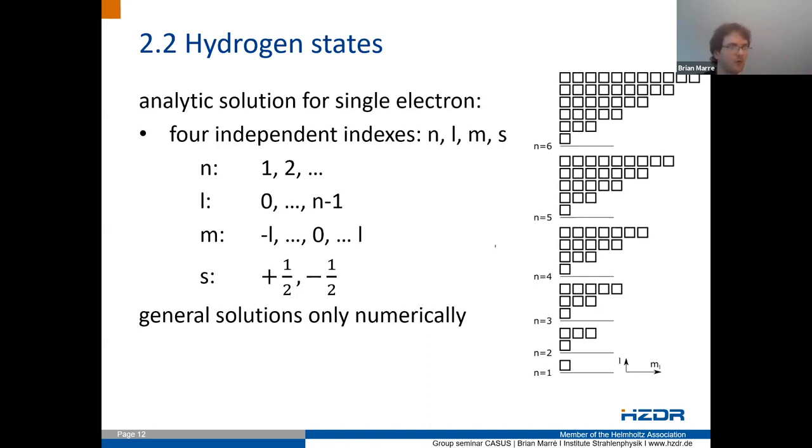And just as a remark, if you want a general solution for an atom which can't be seen as a hydrogen atom, you pretty much have to solve the ion numerically, and due to the fact that that takes quite a lot of calculation time, it's not really feasible for my approach.